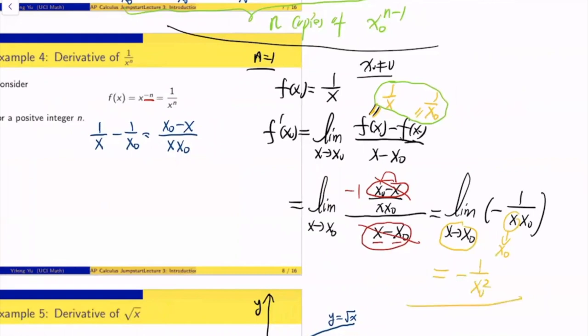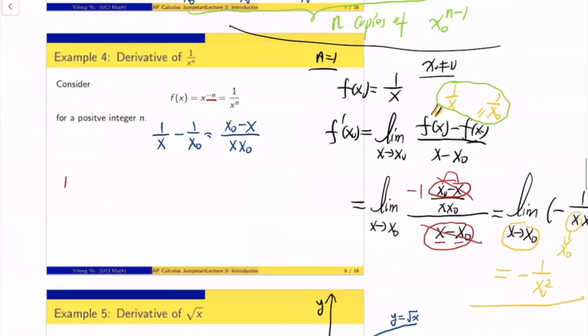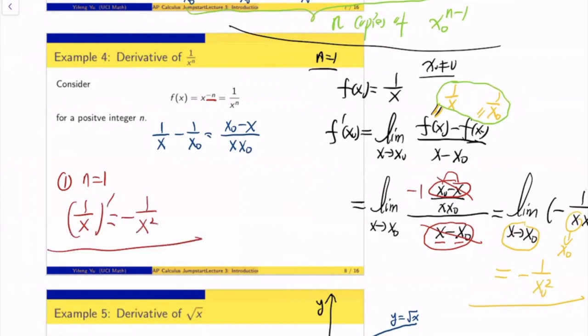So in other words, if n equals 1, the derivative of 1 over x is negative 1 over x squared. Now you can do the same thing by a similar procedure. You'll get that the derivative of x to the negative n is negative n times x to the negative n minus 1. In other words, I can write negative n over x to the n plus 1.